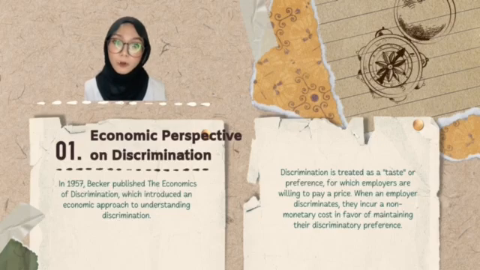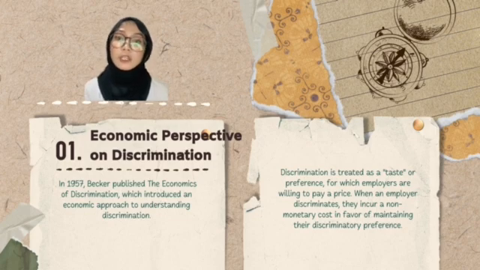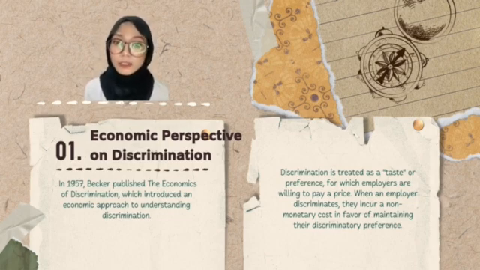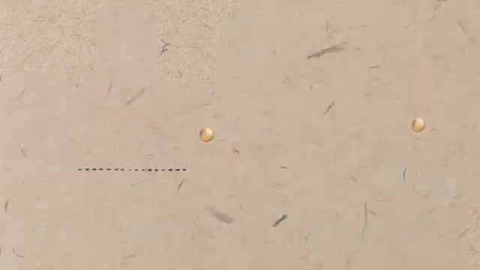Economic perspective on discrimination. In 1957, Becker published The Economics of Discrimination, which introduced an economic approach to understanding discrimination. Discrimination is treated as a taste or preference for which employers are willing to pay a price. When an employer discriminates, they incur a non-monetary cost in favor of maintaining their discriminatory preference.